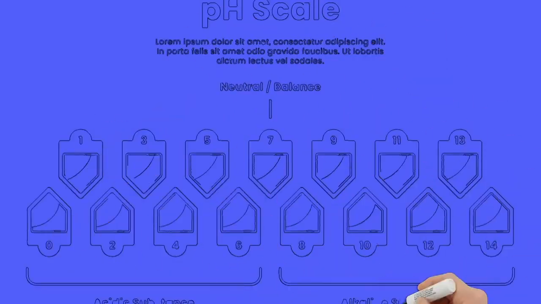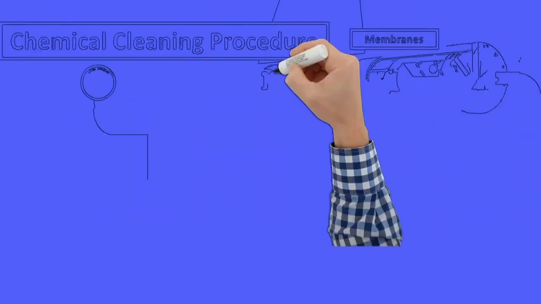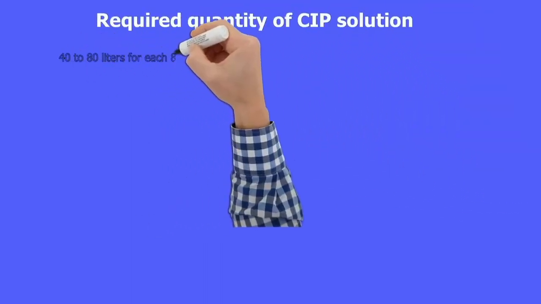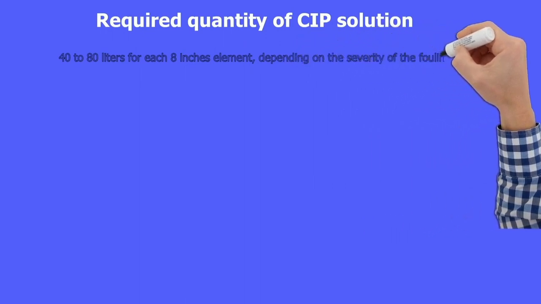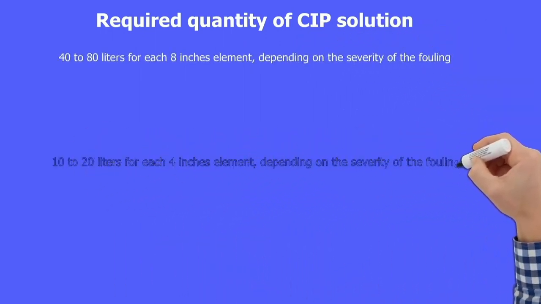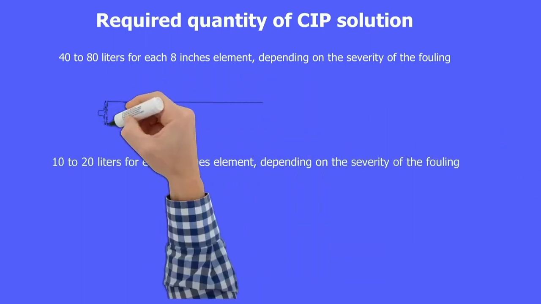If the scaling pH is low, then we should perform the high pH or alkaline cleaning procedure. If the scaling pH is high, then we should perform the low pH or acidic cleaning procedure. High pH chemical cleaning procedure. Required quantity of CIP solution.